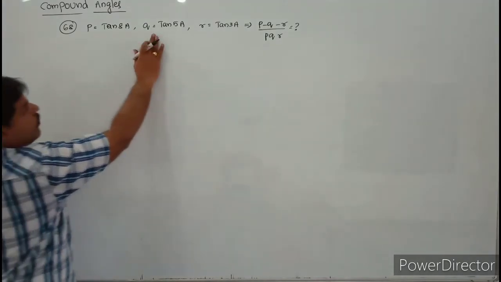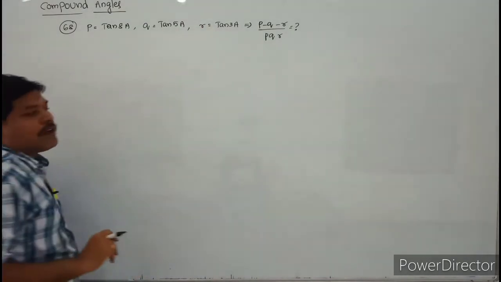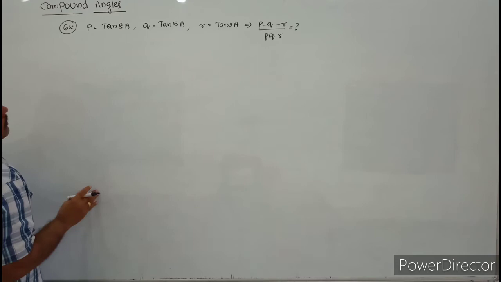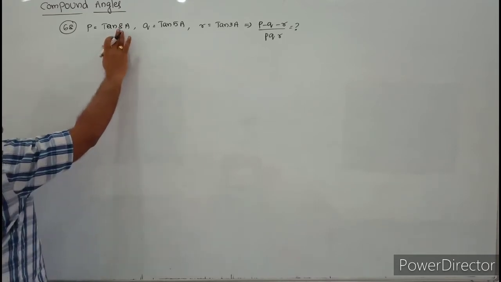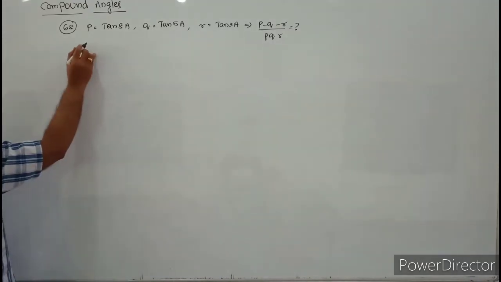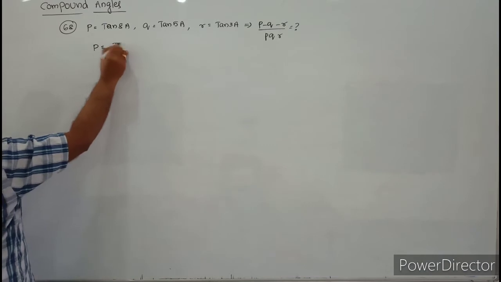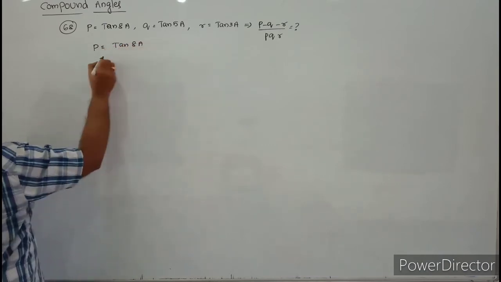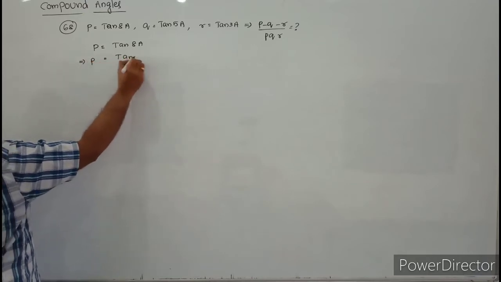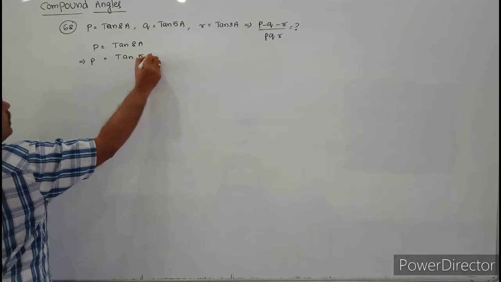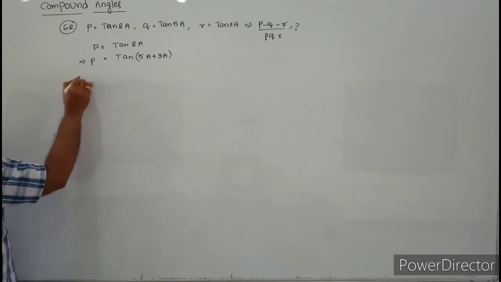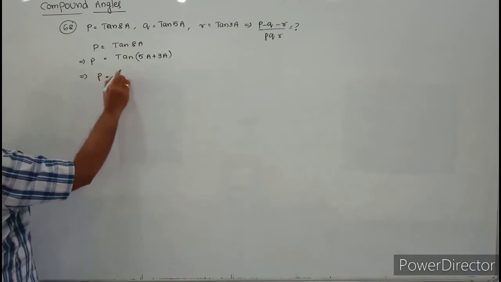So p value is, q value is, and r value is. They are asking p minus q minus r by pqr value, okay. So see this question, students, how to solve this one. I observed that 8a is nothing but 5a plus 3a, yes or no? So first we take p is equal to tan 8a, yes or no? This can be written as 5a plus 3a, yes or no? So 8a I wrote as 5a plus 3a.